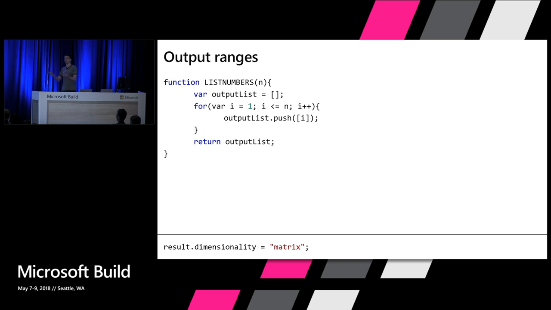I also have a function that can return a range of data as its output. And in this case, it will just return a list of numbers. Here, I have to specify that the result's dimensionality is a matrix, excuse me. And then again, when I say return output list in the last line of my function, it's going to require that I pass it an array of row arrays in JavaScript. So this is quite intuitive, just what you would expect for dealing with ranges, just using native JavaScript arrays.